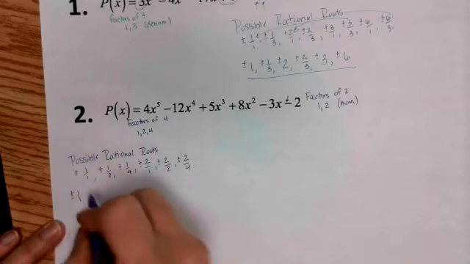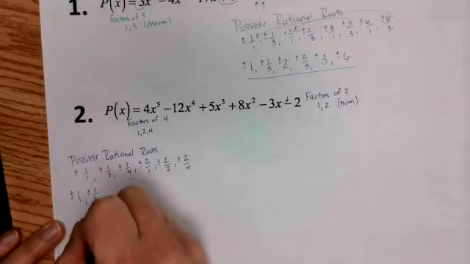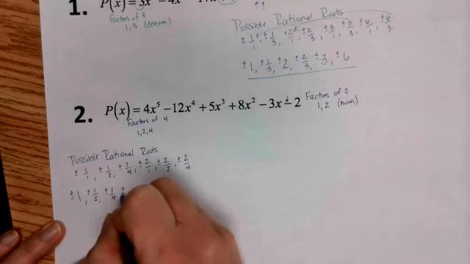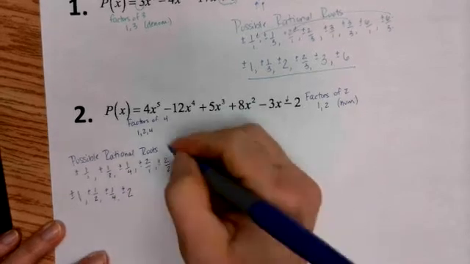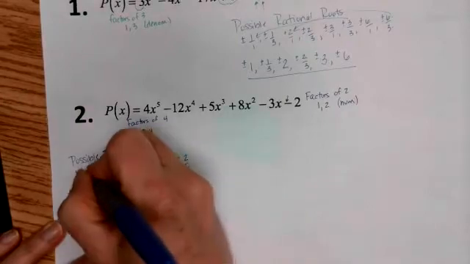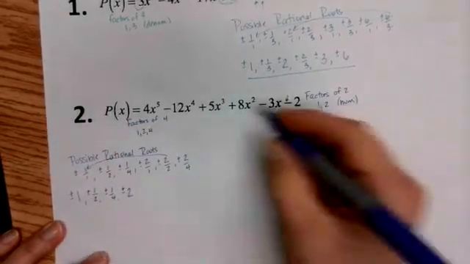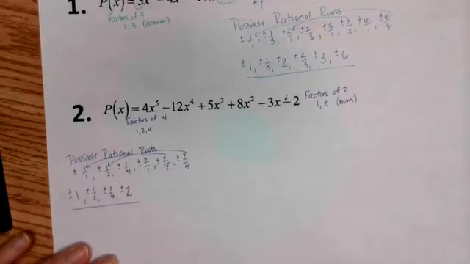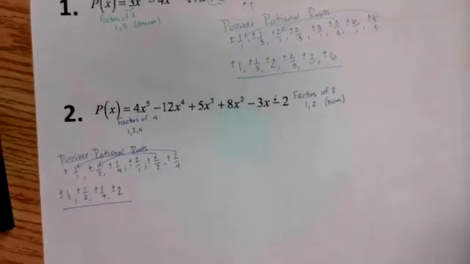So positive and negative 1, positive and negative 1/2, positive and negative 1/4, positive and negative 2. This positive negative 2 over 2 is the same as positive negative 1 over 1, and my 2 over 4 is the same as 1/2. So these are my possible rational roots. So I'm looking for 5 solutions.